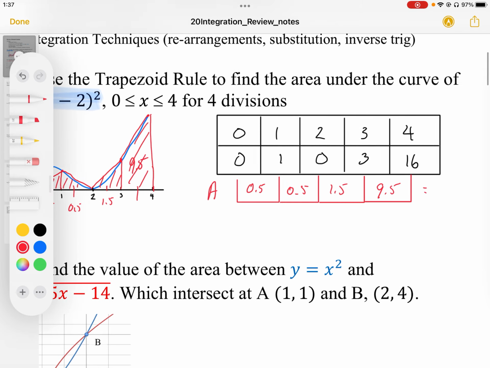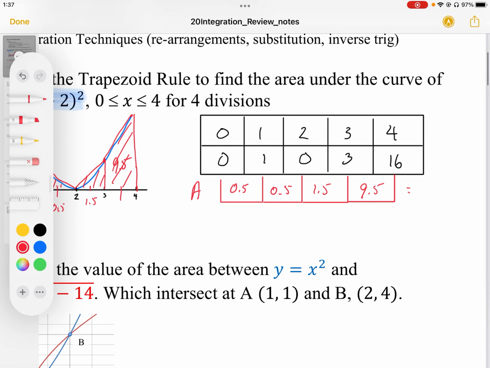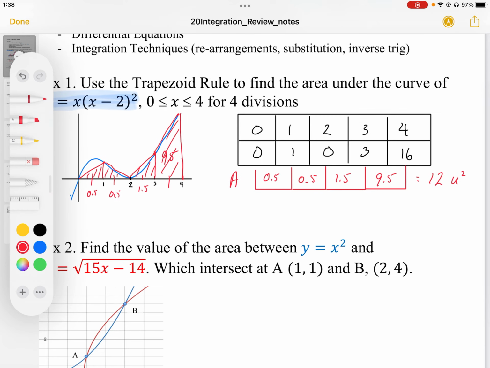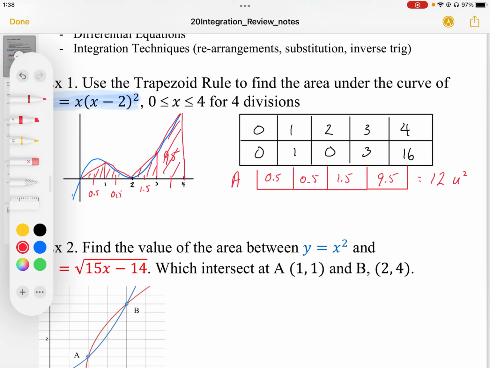So the total area, summing this all up: 0.5 plus 0.5 is 1, plus 1.5 is 2.5, plus 9.5 is going to give me an area of 12 square units. It's hard to tell with my diagram, but it looks like maybe it's a bit of an overestimate.